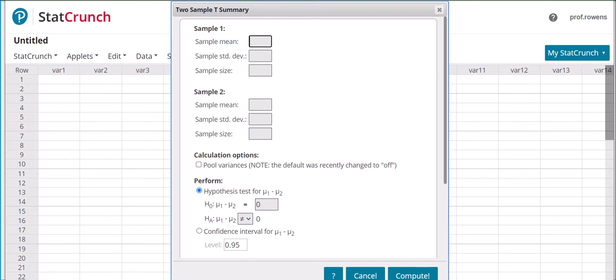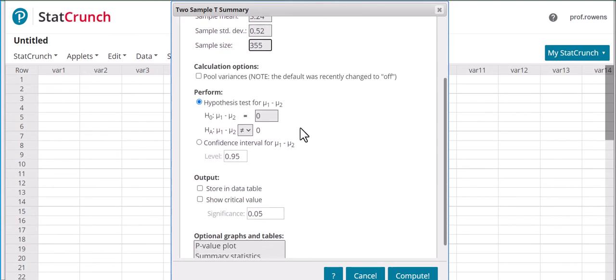Our sample mean for sample 1, the YouTube TV subscribers, was 3.51. The sample standard deviation was 0.51. And we had 174 subscribers. Our sample 2 is what we call Hulu. For Hulu, the mean was 3.24, the standard deviation was 0.52, and we had 355 subscribers.